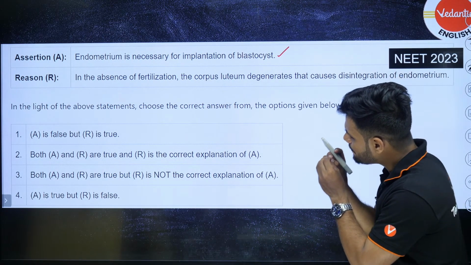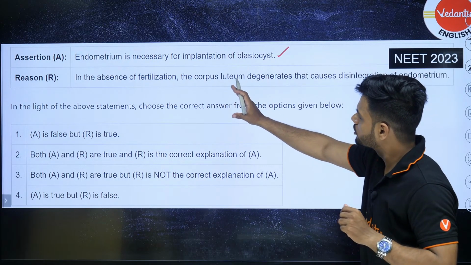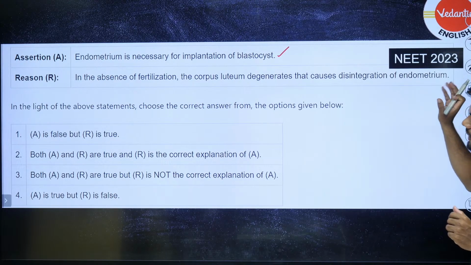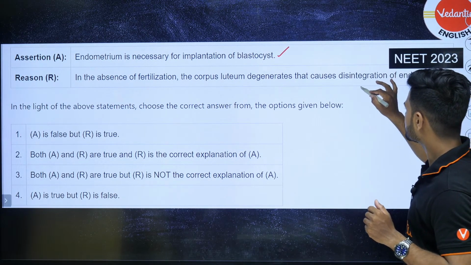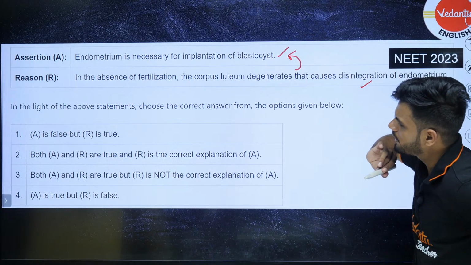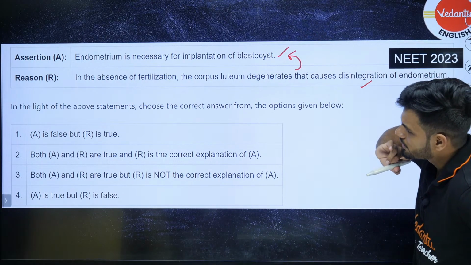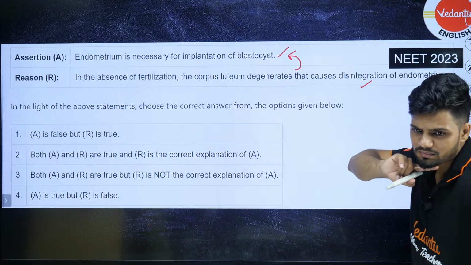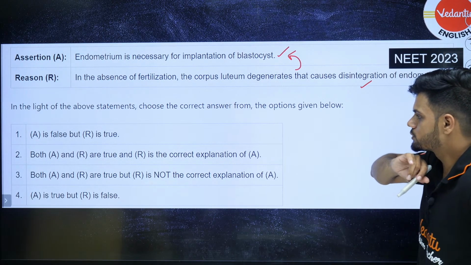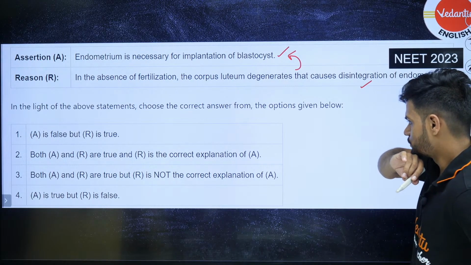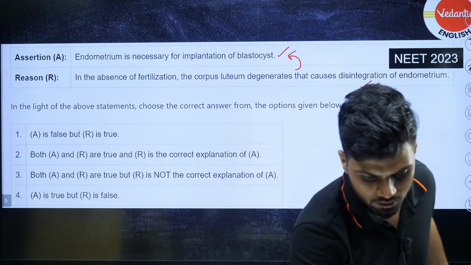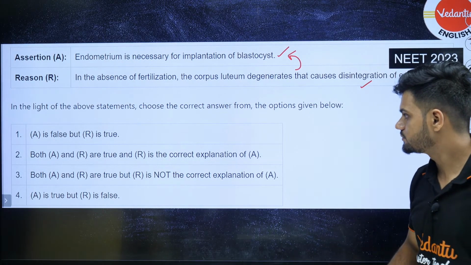Now, in the absence of fertilization, corpus luteum degenerates. That causes disintegration of endometrium. Tell me, yes or no? Yes. But is there any relation between reason and assertion? Tell me the answer now. Which one should we lock now? Is it 2 or 3? Is it B or C?